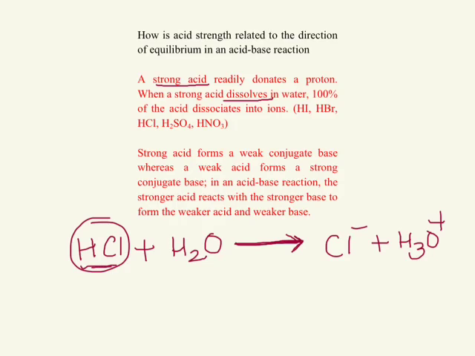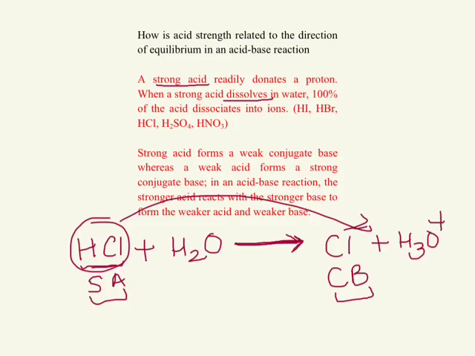And again, if I label it as acid, base, and conjugate acid and base, this is a strong acid. So HCl is forming Cl minus, that means Cl minus is a conjugate base. So strong acid always forms a weak conjugate base. You cannot form a strong base from the strong acid.